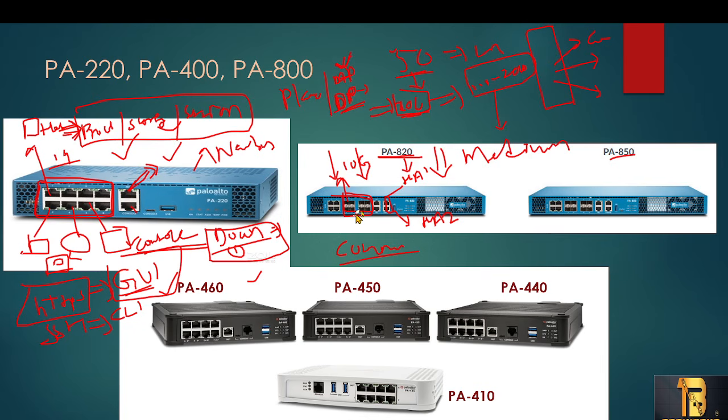Yeah, so we will be having two interfaces, HA1 and HA2. In order to connect two firewalls in HA, we need to have these HA interfaces. HA1 is connected to HA1, and HA2 is connected to HA2.